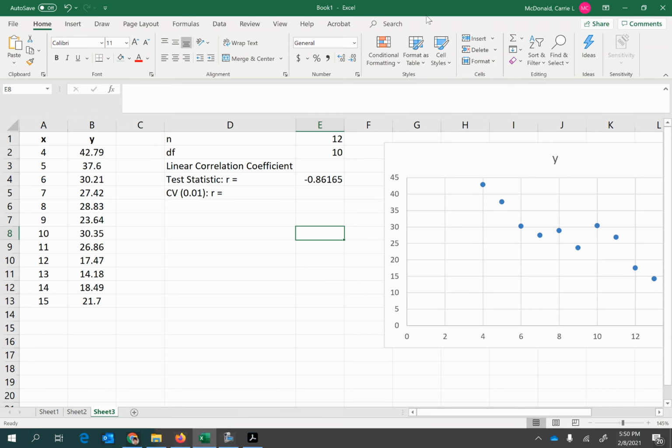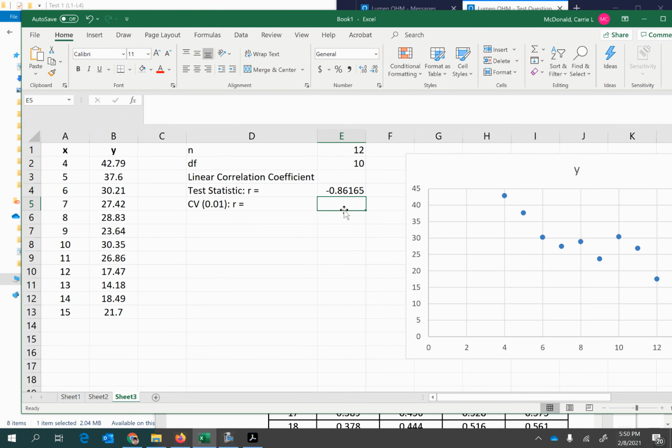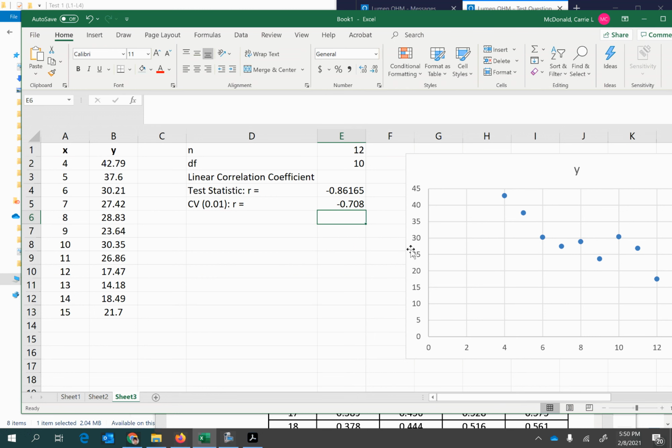Here, type it in, 0.708, and you give it the same sign as whatever your linear correlation test statistic has. So we'll make this negative. And then you judge which one of those is closer to, or I guess the easier way to say this is which one of those is farther away from 0, because 0 would represent no linear correlation.